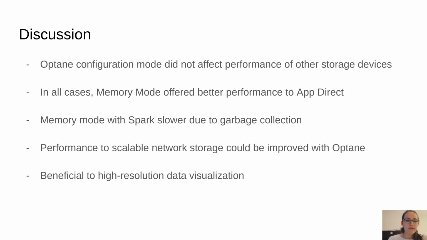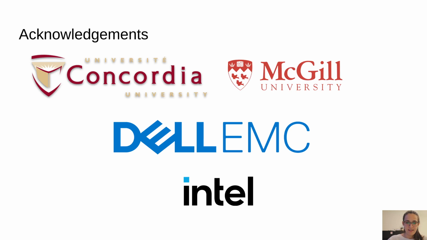And we conclude that performance to scalable network storage, such as Lustre, could be improved with Optane. Say, if we use Optane as a burst buffer to Lustre, then we would likely observe a very high speedup in the reading and writing of files to Optane. And we also believe that it's beneficial to the visualization of high resolution neuroimaging data, which would require significant amounts of memory. Thank you.